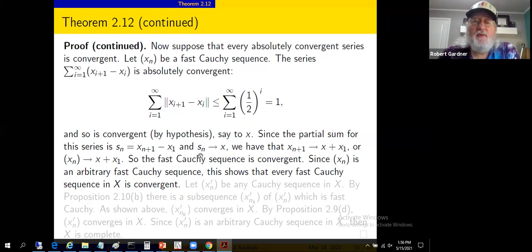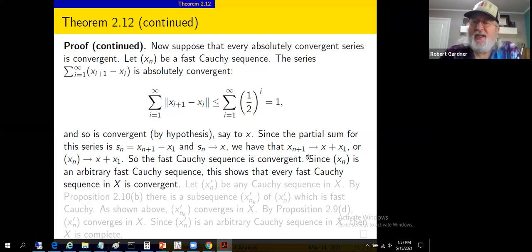We know that the series converges to some number X, that is, the S sub n's converge to X. So this expression as n approaches infinity converges to X. We can rewrite that as x sub n plus 1 converges to X plus x sub 1, just doing a little rearranging to get the indices all on one side of the equation. So x sub n plus 1 converges to X plus x sub 1. Let's tweak that index a little bit. That's equivalent to saying x sub n converges to X plus x sub 1.